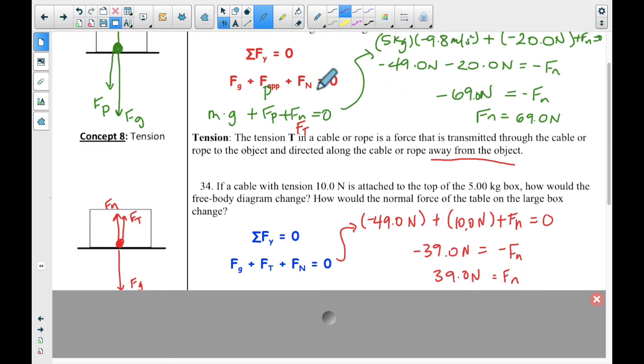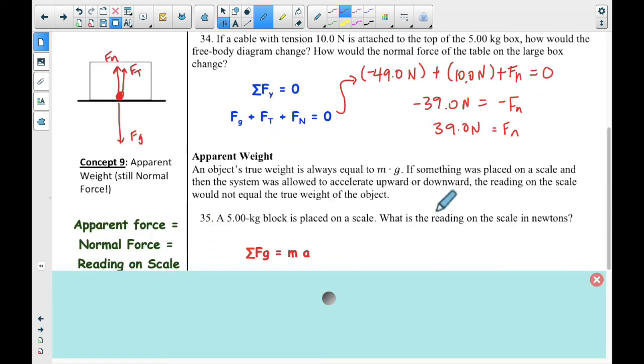So in this case up above, we were pushing down on it. That's going to make it appear heavier. On this one, we're pulling up on it. That's going to make it appear lighter. So the apparent weight changes depending on that. But tension is when you pull on something with a rope or a cable. And so that's what we're talking about in this next section, is the apparent weight.